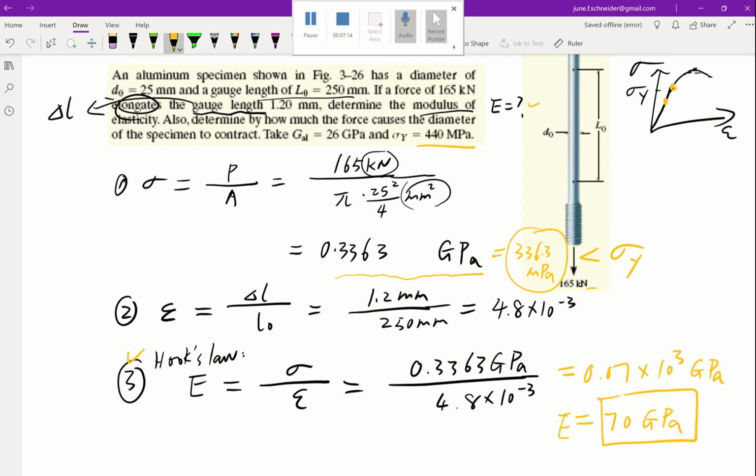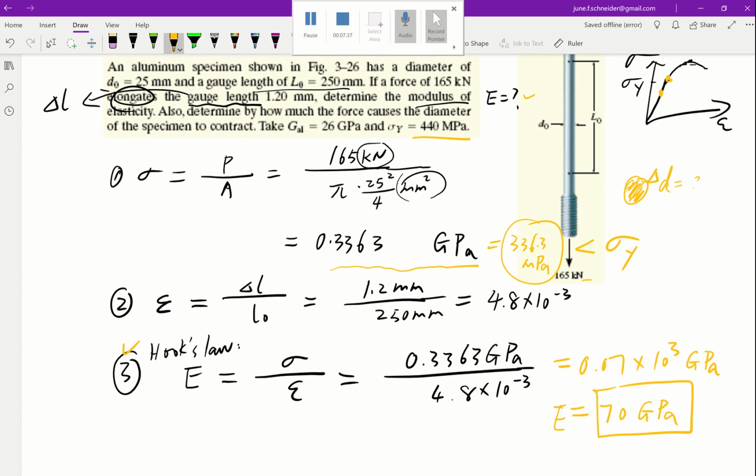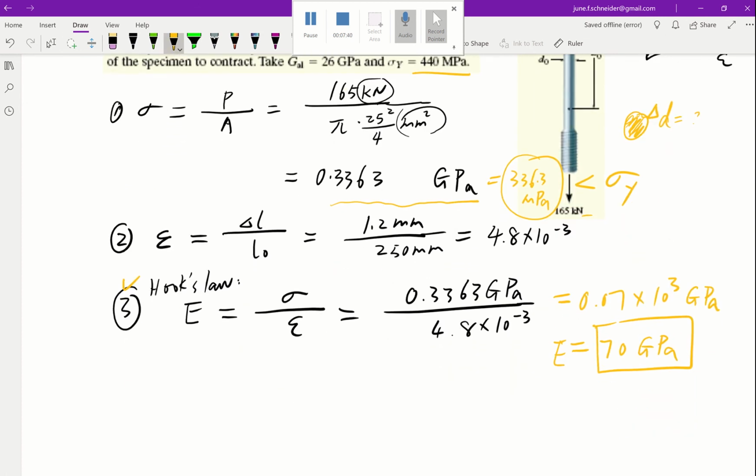The next thing is to determine how much of those forces cause the diameter of the specimen to contract. So it's telling us for this circular cross section, how much the diameter is going to change. So it's not the diameter, it's actually the change in diameter. How do we do that? That's going to be the lateral dimension. So whenever they ask you about the lateral dimension, we first think about Poisson's ratio.